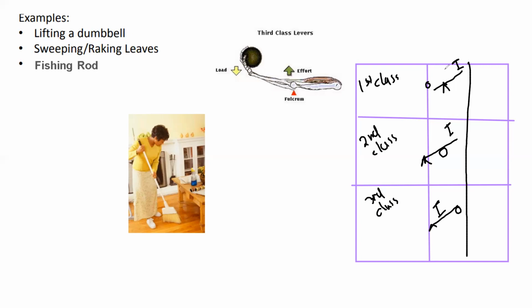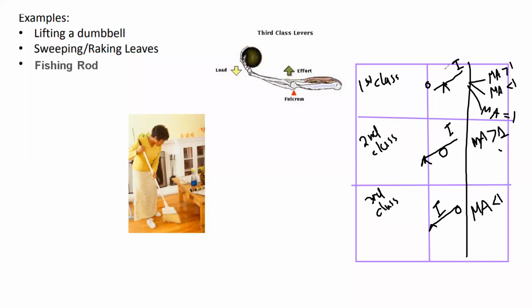Now, the mechanical advantage for the third class is less than 1. For the second class, it will be greater than 1. And for the first class, we have 3 situations, depending on the position of the load. The mechanical advantage could be greater than 1, it could be less than 1, and it could be equal to 1.